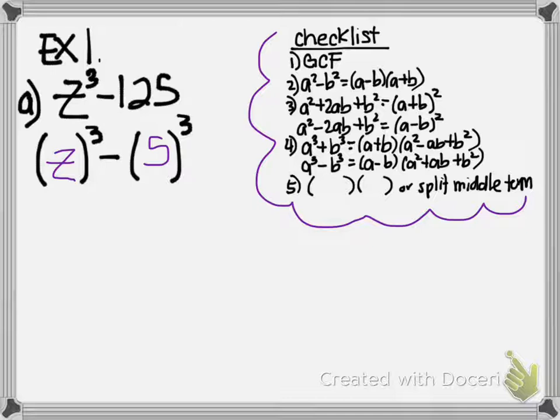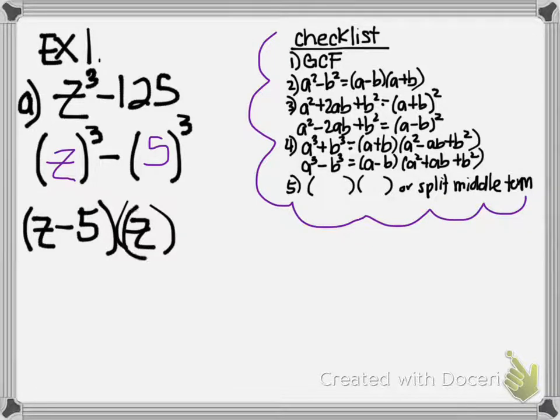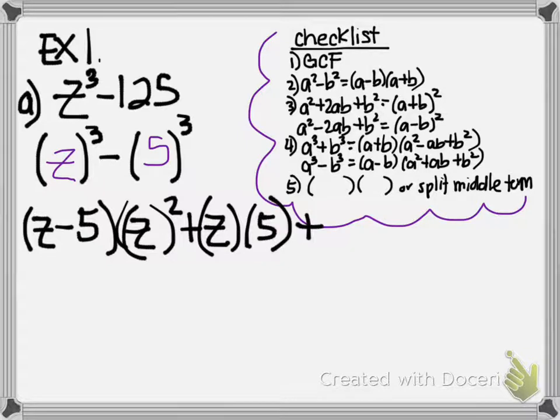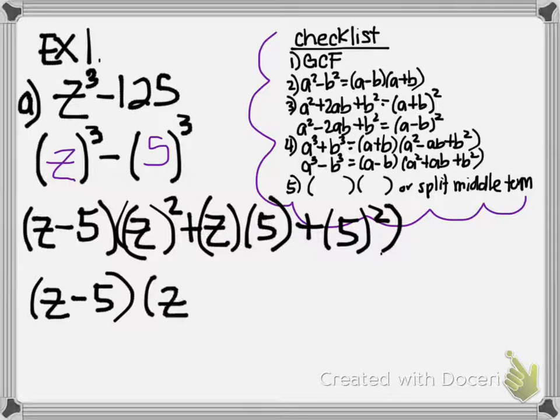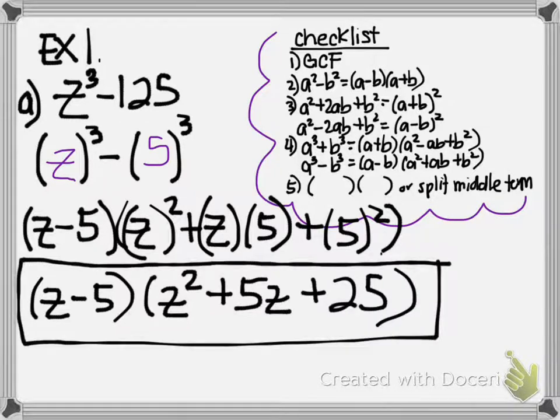So putting it in place and substituting your a's and b's, it would look like z minus 5. The first term is squared, so z squared. The next one, you take the z and the 5 and multiply them. Just remember the sign in between is opposite from the one in the binomial. For the last one, we square the 5. So if we fix this up, it would look like z minus 5 times z squared plus 5z plus 25. Once you fit it into the formula, that is the factored form.